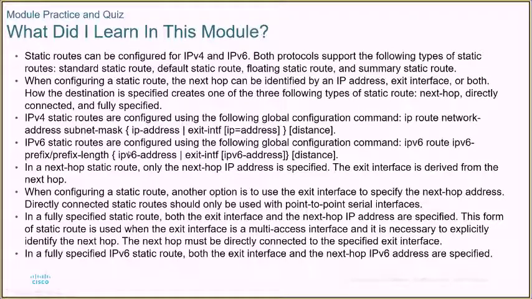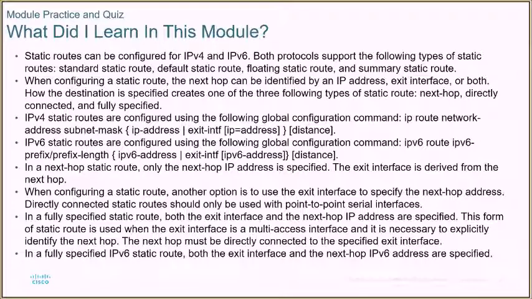So IPv6 routes are configured in much the same way in global config mode. So IPv6 route, destination followed by prefix length, followed by forwarding instructions, optionally followed by distance. In the next hop static route, only the next hop IP address is specified. The exit interface is derived from the next hop. When configuring a static route, another option is to use the exit interface to specify the next hop address. Directly connected static routes should only be used with point-to-point serial interfaces.